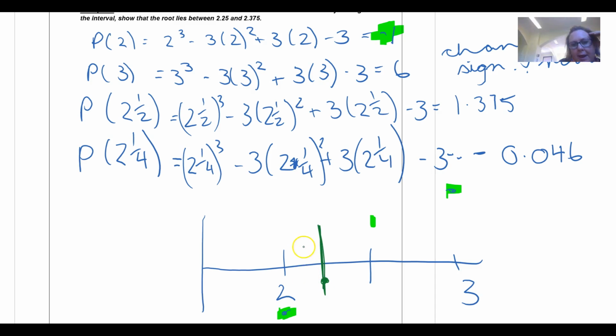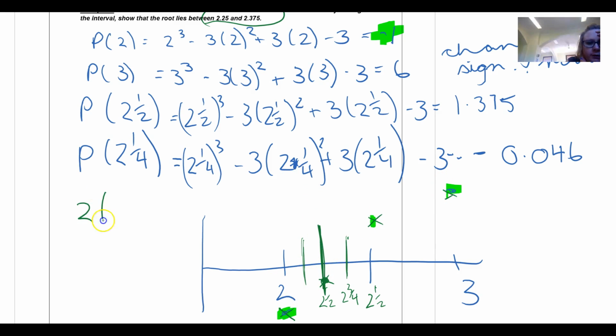So I wouldn't go 1/8. I don't want it here, I want it here. So what's halfway between 2 1/2 and 2 1/4? 2 3/4. And if it's positive, there's a root between there, which is what I've shown. That's what I've got to show. So it's actually easier to draw it out to show that it must pass there.